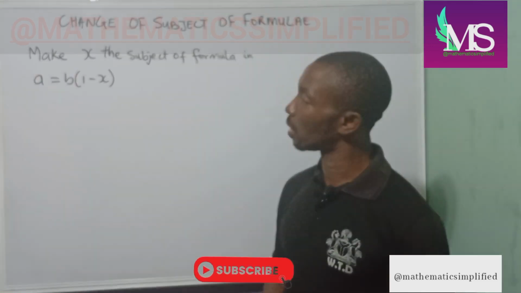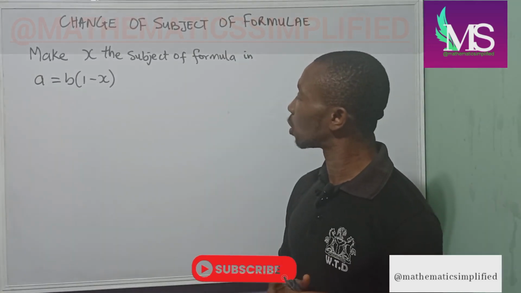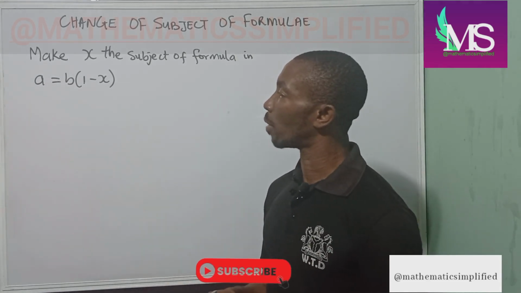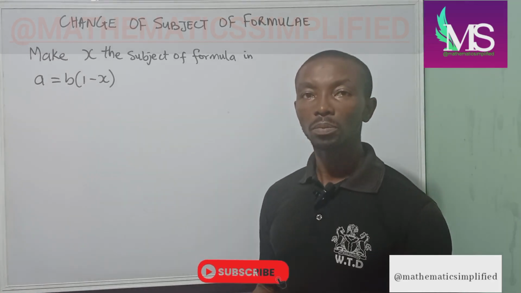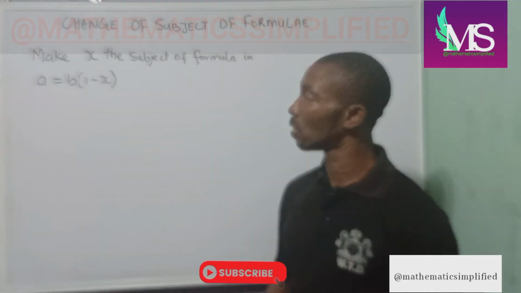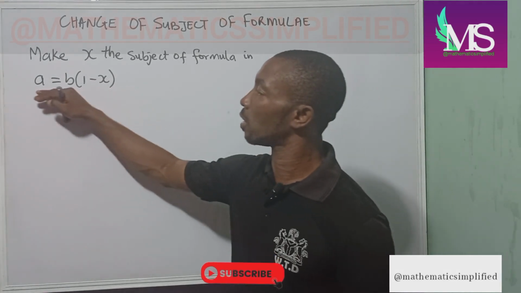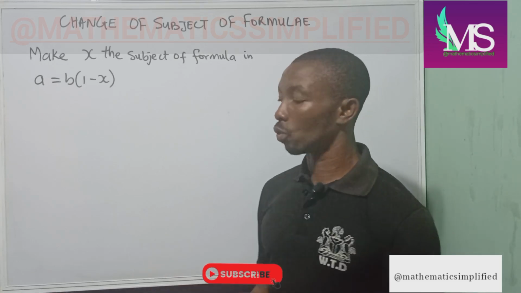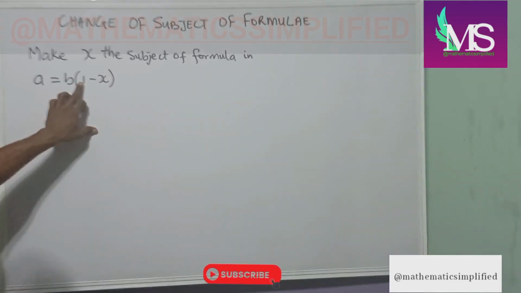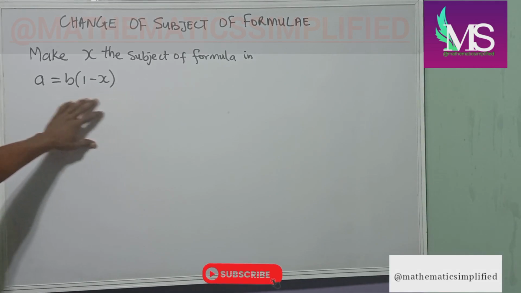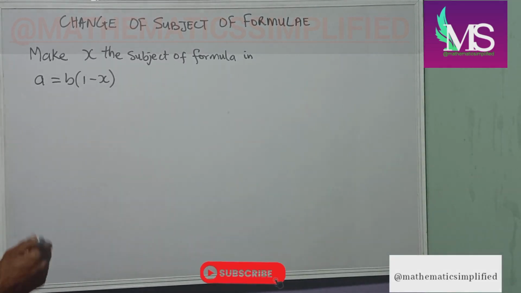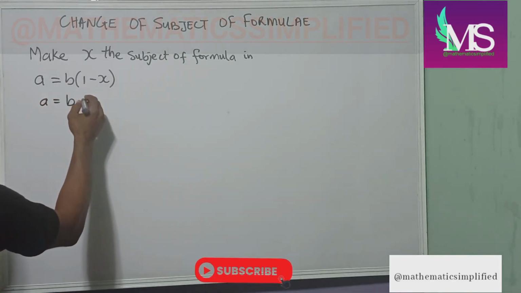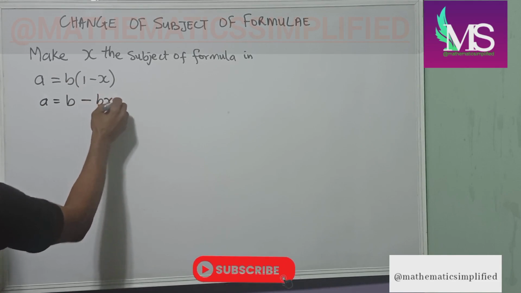Now, our example here says make x the subject of formula in a equals b bracket 1 minus x. In order to solve this, first of all, if this is an equation, what do we do? Okay, first of all, we expand this bracket. So if we expand the bracket, we have a equals b times 1, b minus bx.